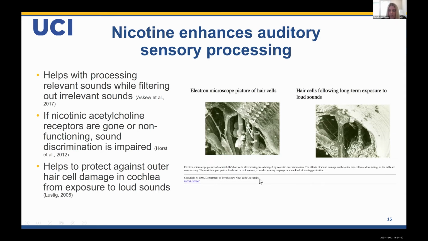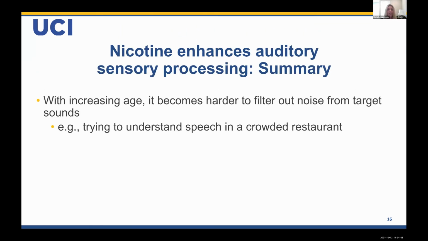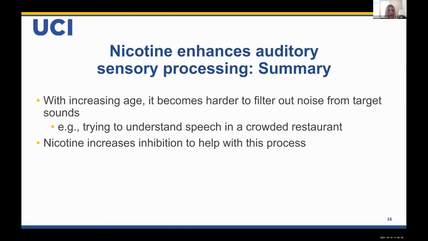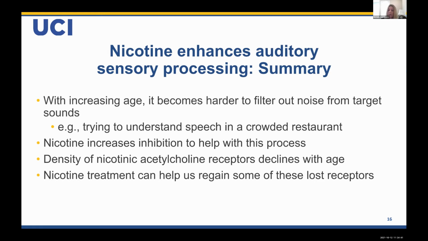Okay, so, my slide is, oh, there we go. Sorry, there was a little delay. All right, so just to summarize these points again: with increasing age, it becomes harder to filter out the noise from the target sounds. Think about trying to understand speech in a crowded restaurant. And we know that nicotine increases inhibition to help with this process. So again, it helps with attention to tone down the sounds we don't want to focus on and allows us to pay more attention to the important sounds. And the amount of these receptors does decline with age, but nicotine treatment can actually help us regain some of these lost receptors.